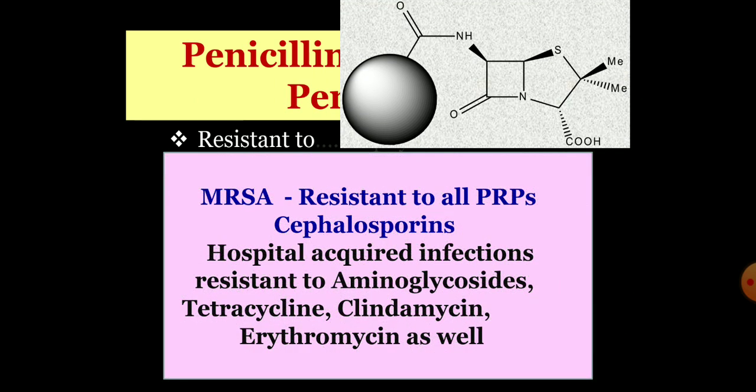MRSA is resistant to all cephalosporins, all PRPs, hospital-acquired infections, resistant to aminoglycoside, clindamycin, erythromycin, tetracycline, but is susceptible to vancomycin, and is susceptible to some other drugs, even meropenem. So it's not that methicillin resistant Staph aureus cannot be cured by giving any preparations from outside. So the solution is vancomycin, as I mentioned right now.